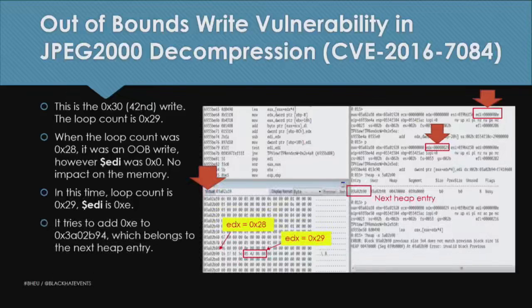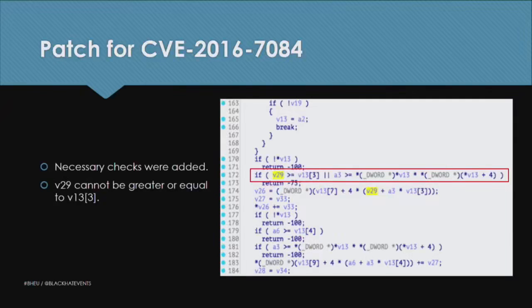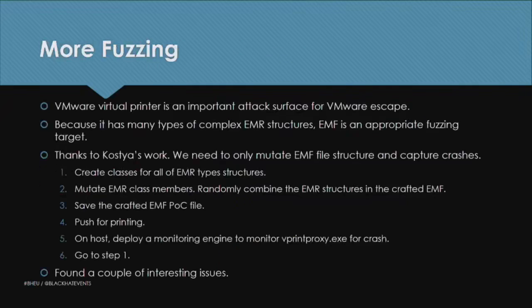But at this time, the EDI register is hex E. The target address is hex 3802B94, which belongs to the next heap buffer header. So after we step over the instruction, the next heap entry header is corrupted. At last, in the patch code, some safe checks were added. The loop times can no longer be larger than or equal to the proper value.